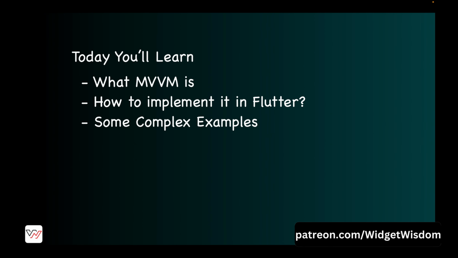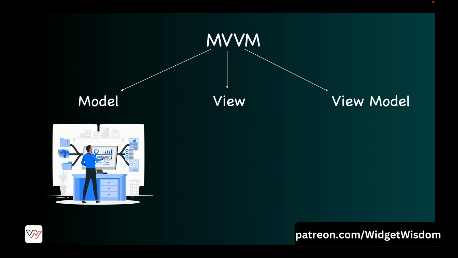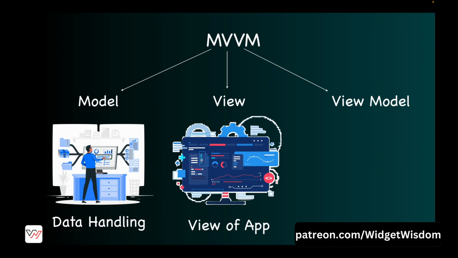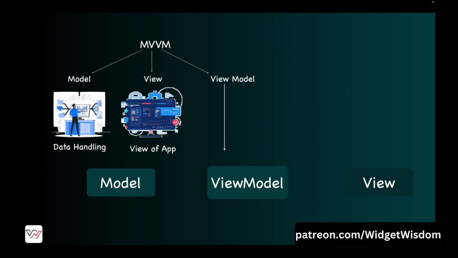So let's get started. Let's start by breaking down what MVVM means. MVVM stands for Model, View, and View Model. Here, model handles the data, including API responses and database calls. Then we have View. View is the UI or front end of your app where widgets are rendered. Then we have View Model. This is the key part that sits between the model and view. It manages the UI logic and communicates with the model to provide data to the view.